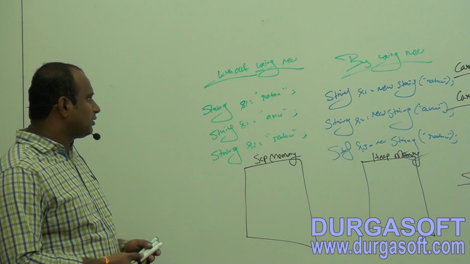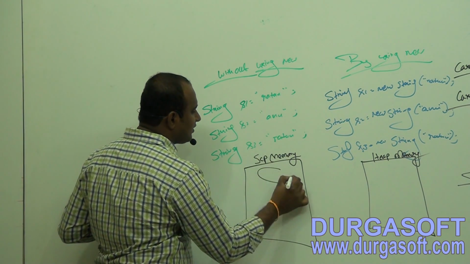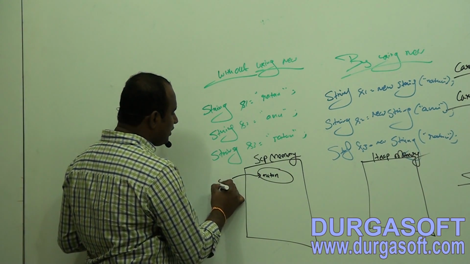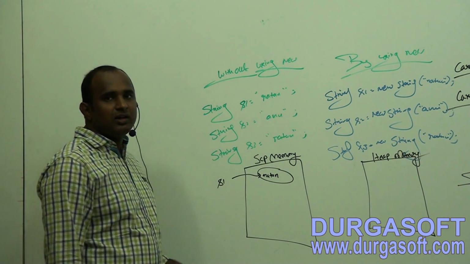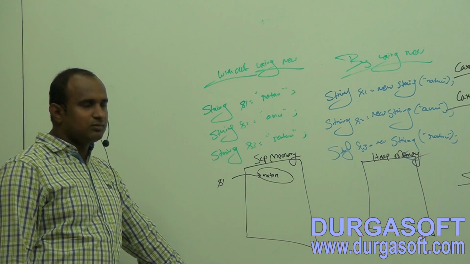Point number 2. In the SCP area, when we create the first object, directly the first object is created with the content Ratan. The reference variable is pointing to the object. What is the reference variable here? S1. S1 is pointing to the object.